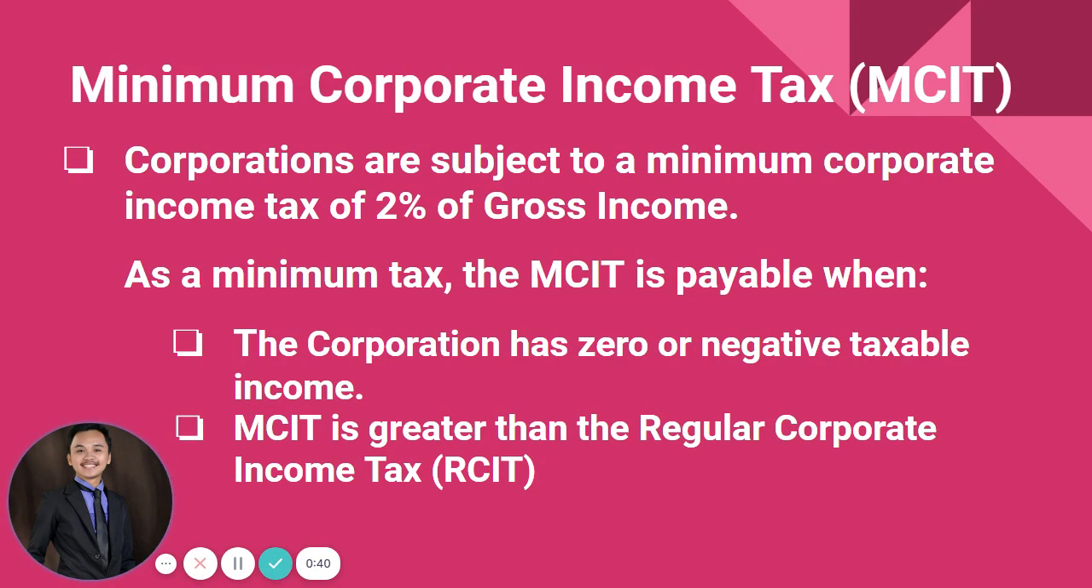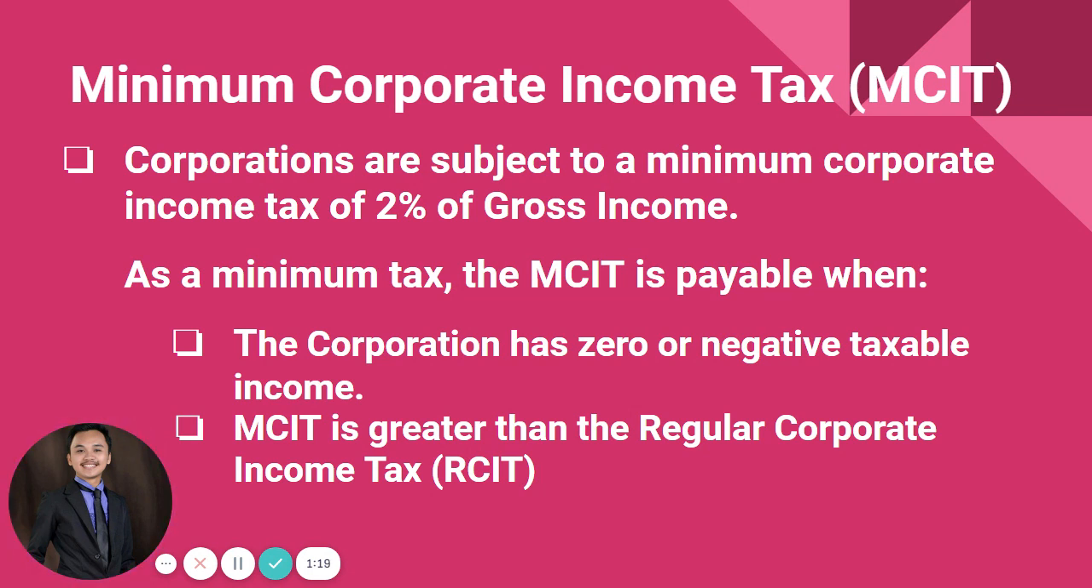Corporations are subject to a minimum corporate income tax, which is 2% based on gross income. As a minimum tax, the MCIT is payable when the corporation has zero or negative taxable income. So obviously, guys, when the corporation is using the regular corporate income tax, and if its taxable income is zero or negative, that's of course equivalent to zero tax due. So if that's the case, then therefore MCIT will be applied.